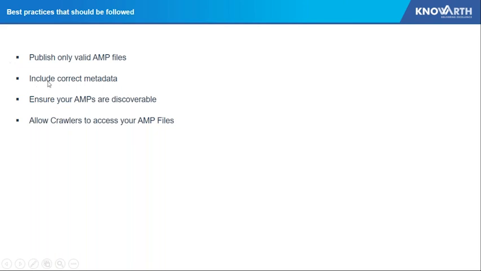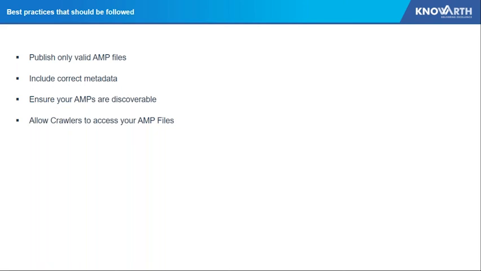Include correct metadata. It allows our AMP page to be visible on third-party systems like Google search, Pinterest, and Twitter. For example, the Google Top Stories carousel displays the article AMP tags, amp-img tags, and amp-video tags. So if you want to display your pages in the Google Top Stories carousel, you must add the particular tag in your page.